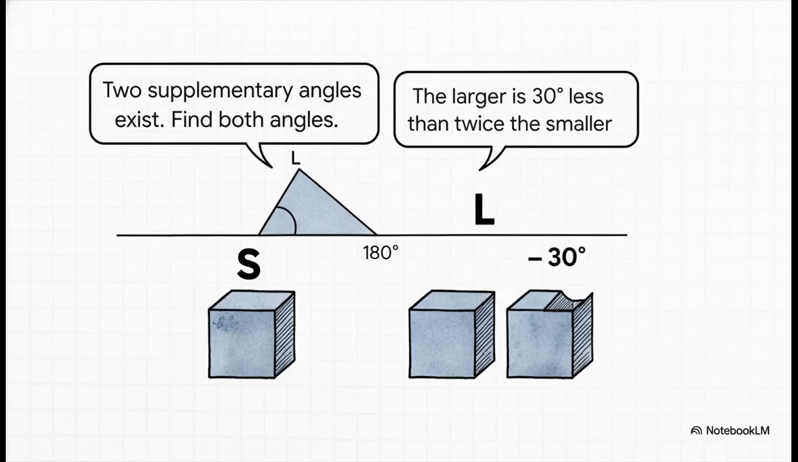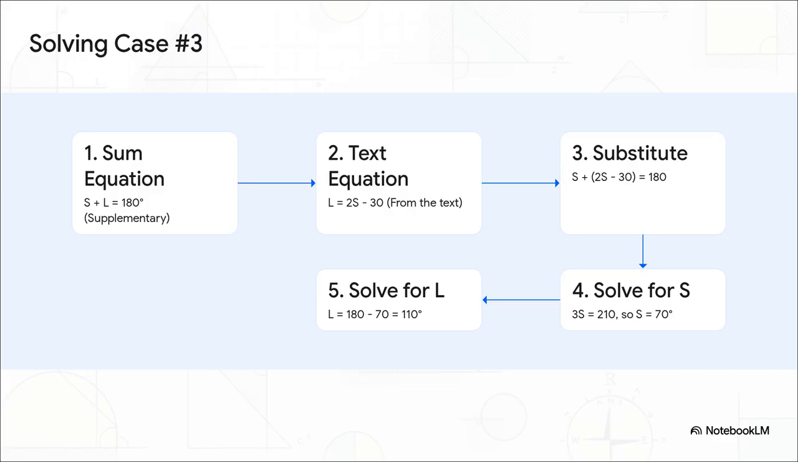All right, for our final and trickiest case, we've got a bit of a word puzzle on our hands. What makes this one tricky is that there are 2 things happening at the same time. We know they're supplementary, and we get this other clue that describes how the big angle relates to the small one. So, to tackle this, we need to set up 2 different equations based on our clues. First, we know they're supplementary, so the small one plus the large one has to equal 180. Second, we turn that word problem into an equation. The large angle is the same as 2 times the small one, minus 30.